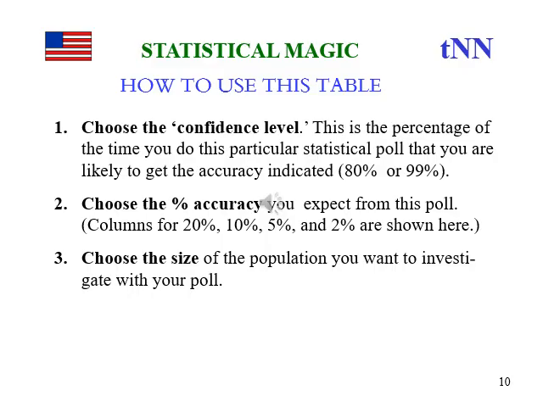2. Choose the percent accuracy you expect from this poll. And you'll see the columns for 20%, 10%, 5%, and 2%. And 3, choose the size of the population you want to investigate with your poll. And those are listed in the column to the left.